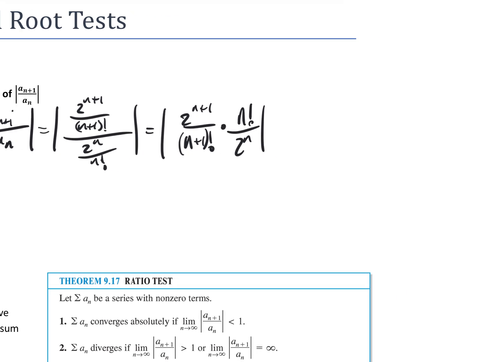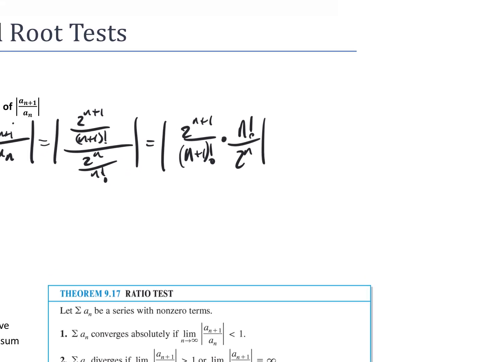And, well, I think we can clean this up a little bit here, right? Because here we have n plus 1 factorial and n factorial. So n of these are going to cancel out, the n times n minus 1. All of these are going to cancel out with most of these. All that's going to be left is n plus 1 on the bottom. And what about the 2 to the n plus 1 over 2 to the n? We'll subtract the exponents. n plus 1 minus n is just 2 to the first. So we get a pretty simple fraction.